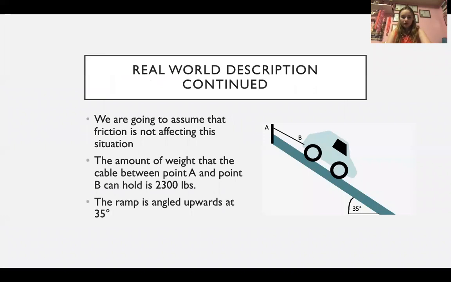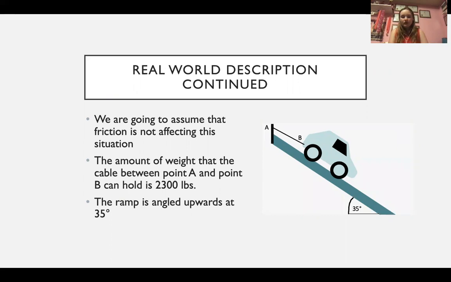For this problem, I decided that we're going to assume that friction is not affecting the situation. I thought it'd be a lot more simple to do it, because I want this to be a simple problem that could be used for early learning basics. It's an easier problem without the friction.